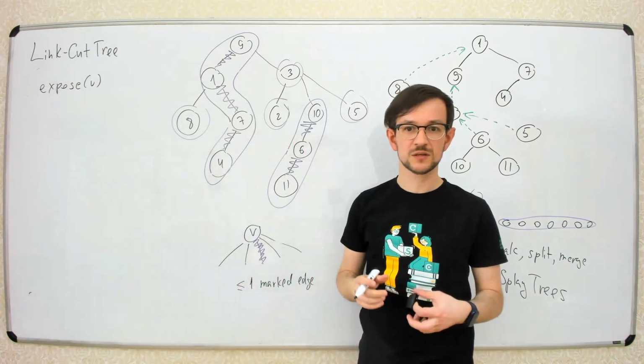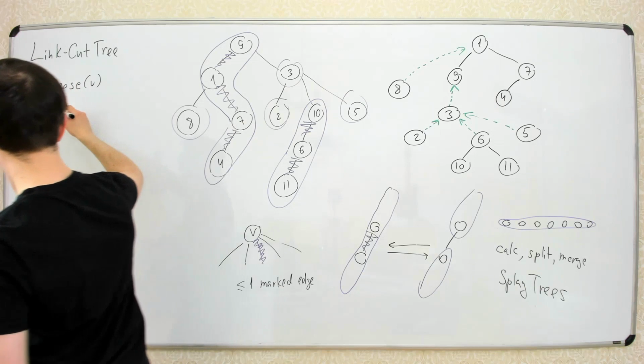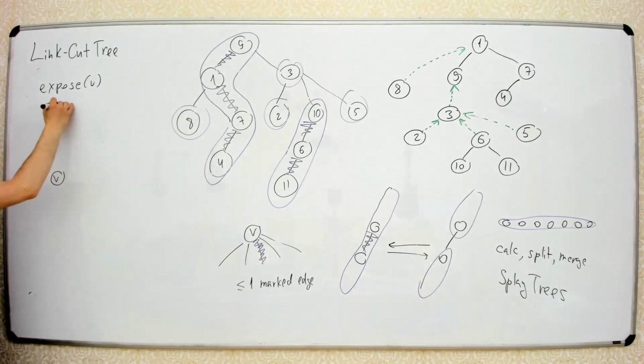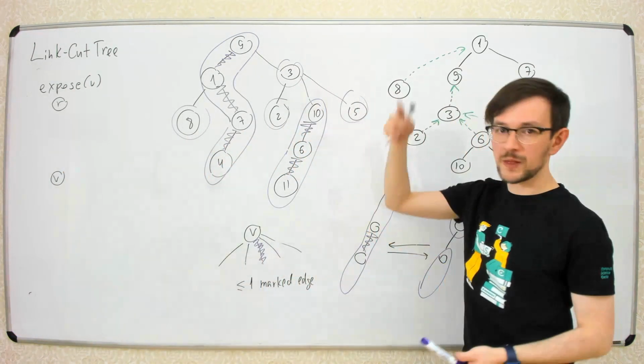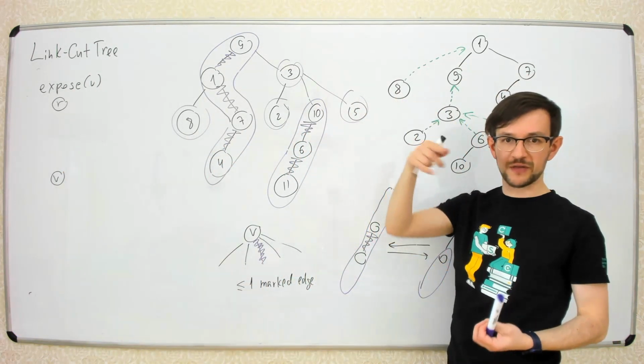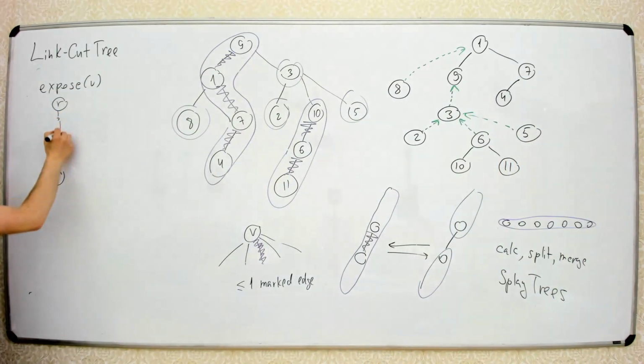Expose is a very simple operation. You take this node V. You have this path from V to the root. Expose simply makes all the edges on this path marked edges. So you simply need to mark all the edges on this path.